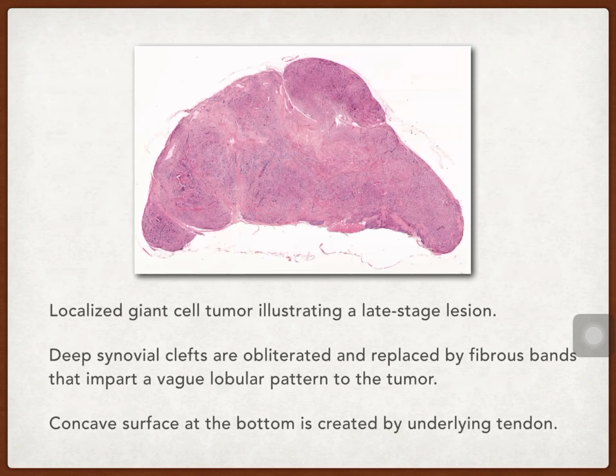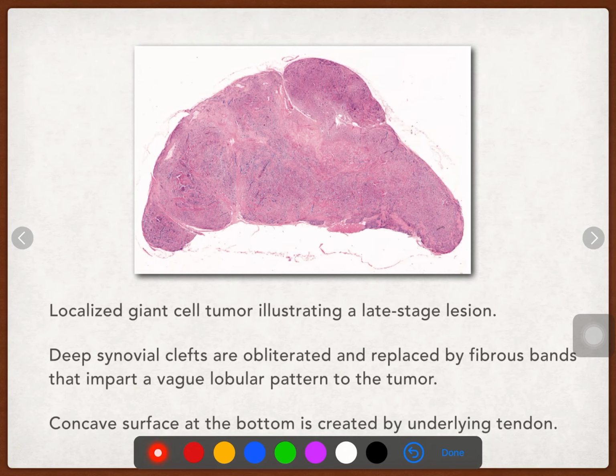In this picture, we can see that it is a localized giant cell tumor illustrating a late stage. The deep synovial clefts are obliterated and replaced by fibrous bands that impart a vague lobular pattern of the tumor. Here we can see the fibrous clefts which make it look like a lobular part of the tumor. The concave surface is due to the underlying tendon.